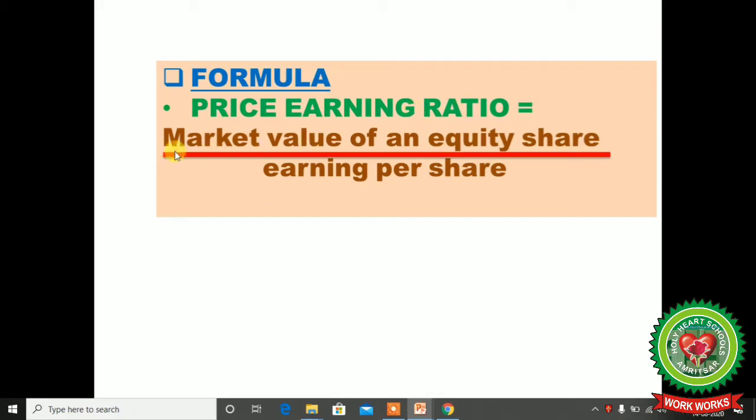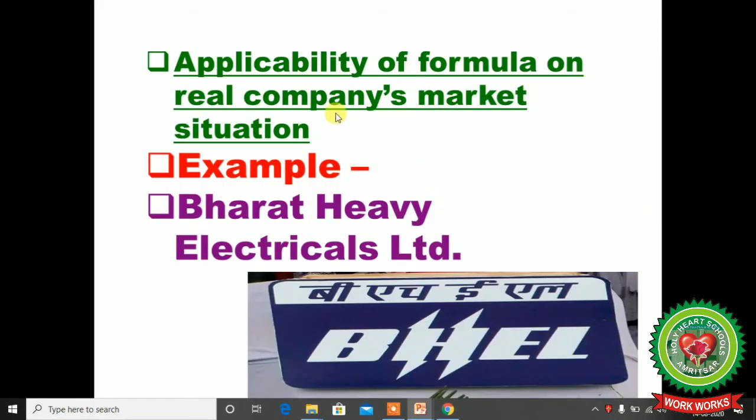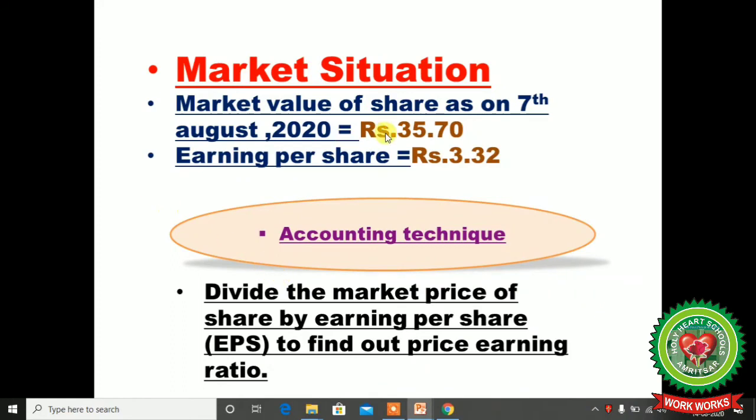So what is the formula? Price earning ratio is equal to market value of an equity share divided by earning per share. Applying the formula on a real company's market situation, like here, Bharat Heavy Electricals Limited. See the current data of this company's market situation. Market value of share as on 7th August 2020 is rupees 35.70. Earning per share of this company is rupees 3.32.